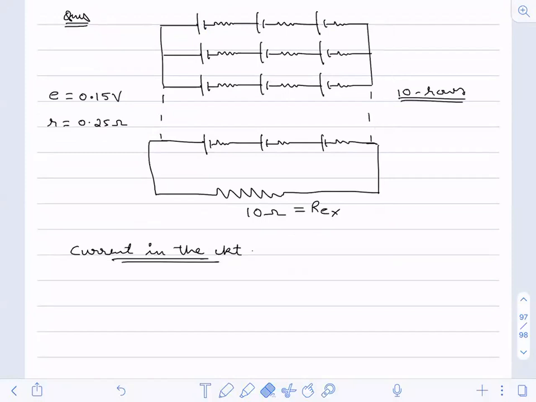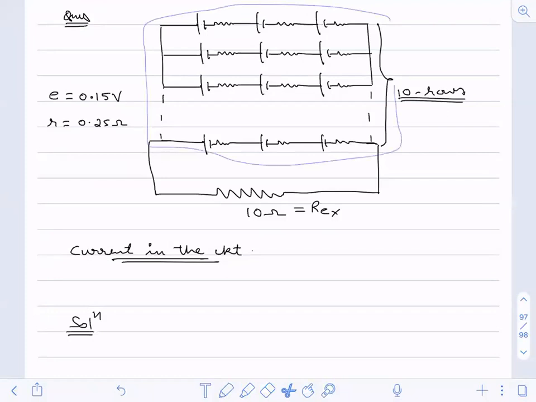Just try to understand the question once again. You are having total 10 rows. Each row is having 3 batteries, 3 cells. Each cell is having EMF 0.15. Each cell is having internal resistance 0.25 ohms. Now this complete combination is connected with the external resistance of 10 ohm. So first we are supposed to calculate for this combination.